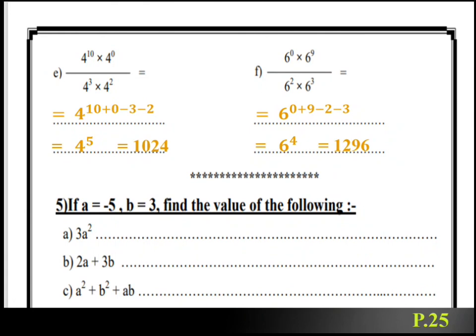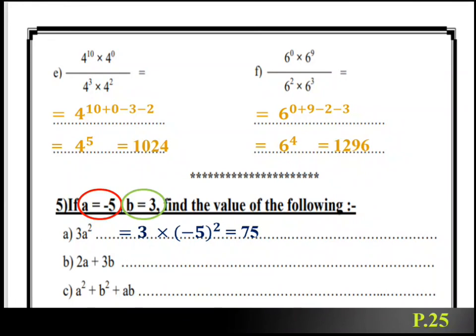Exercise number 5. Here we have a equals negative 5 and b equals 3, and he asked me to find the value of each of the following. Letter A, 3a powers 2. So I will write 3, and after that I will write the a, which is negative 5. So at first write 3, and we have here multiplication sign between the 3 and the a. It's hidden multiplication. Put it multiply and open the bracket and write negative 5 and close the bracket power 2.